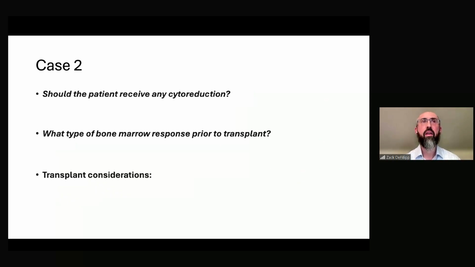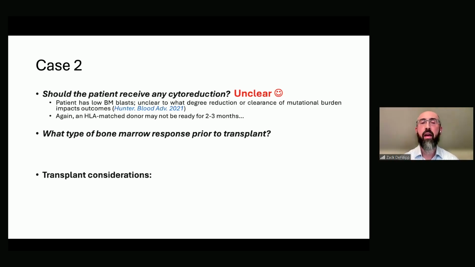Going into the second case, this is a little more controversial or novel, because by traditional IPSS and IPSS-R the patient was not as high risk, but it's the molecular data which upgrades their risk. And they're also coming in with a low blast count. So should this patient receive any cytoreduction? I will take the middle ground and say it's unclear. From a gestalt perspective, if you follow the thought process that lower blast counts might be better for treatment outcome, could reduction or clearance of mutational burden have a similar effect? The question is maybe; what we don't know.